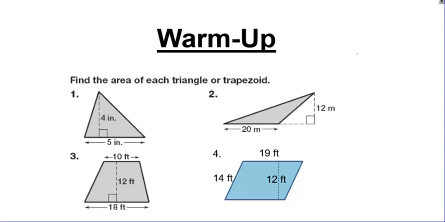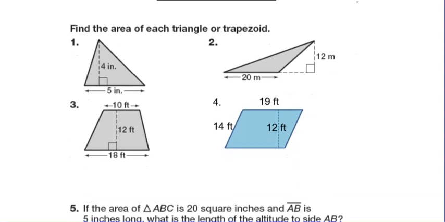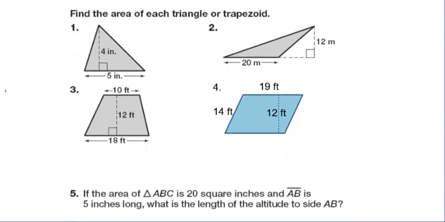All right, so real quickly a review of the ones we just did in section 1. So area of a triangle. Remember, we're talking about 1/2 base times height. So in this case for number 1, it's going to be area is 1/2 5 times 4. So 5 times 4 is 20. That's going to be 10 inches squared.